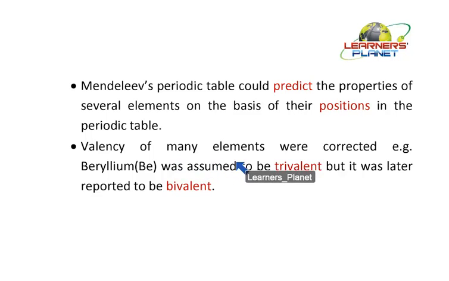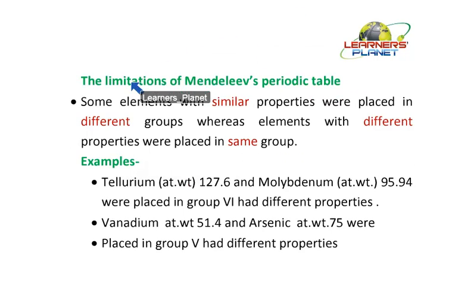The valency of many elements was corrected, for example beryllium. Beryllium was assumed to be trivalent. What do we mean by trivalent? An element or atom with valency 3 is trivalent, but it was later reported to be bivalent. So these are a few merits of Mendeleev's periodic table. Now there were certain limitations also. Limitations mean certain drawbacks.